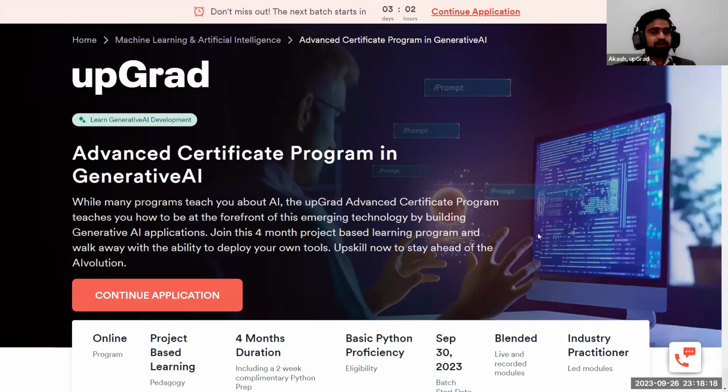Now, I hope my screen is visible, and you can see that this is the advanced certificate program that UpGrad has actually brought into the picture. This is a 4-month long program, and the idea behind this is that as we move forward, all of our learners are able to go ahead and understand the generative AI concepts. Now, we have seen that ever since ChatGPT was launched, the entire machine learning world has taken a sudden leap forward.